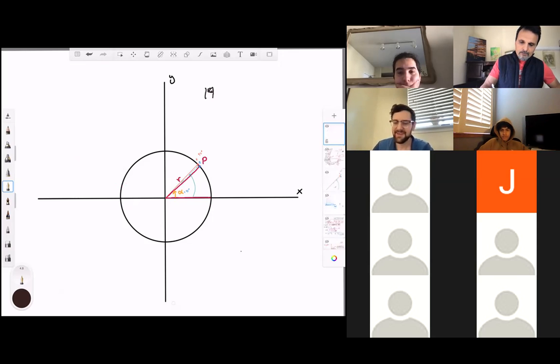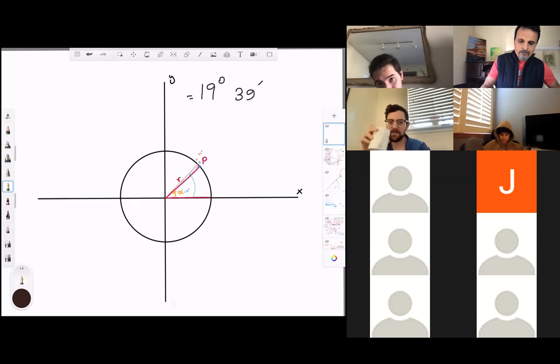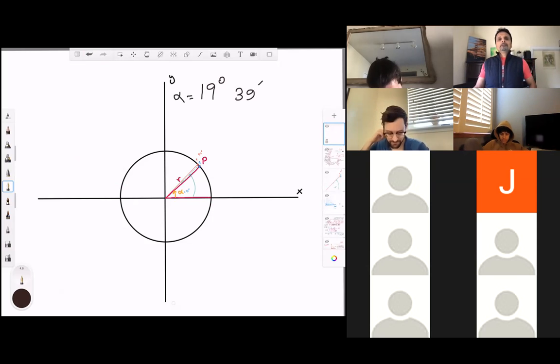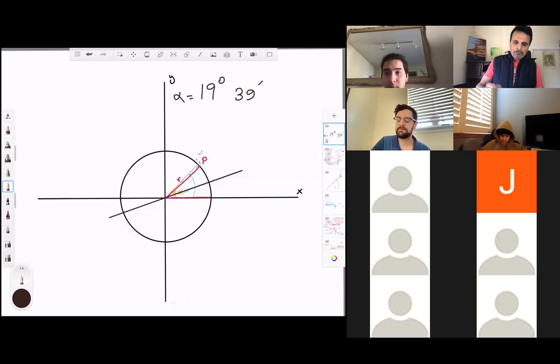19 degrees and 39 minutes, correct? This is our alpha from the robots. 19 degrees, and in this iPad I'm able to make 19. This is 19. But how do I go to 39 minutes? My system doesn't understand. I know I have to go a little more, but how much more? There are so many points.